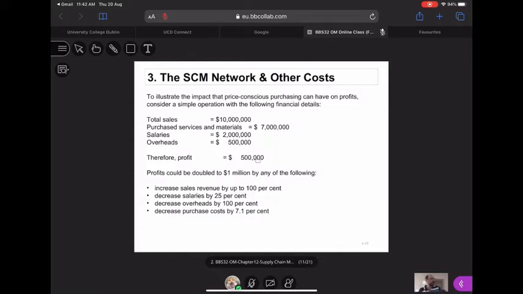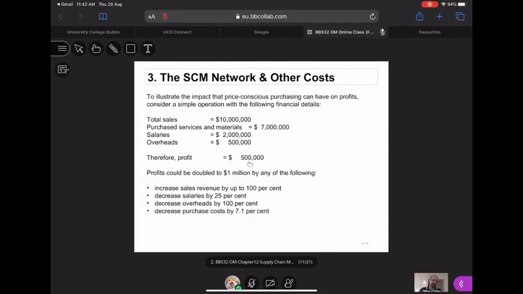So needless to say, if they increase their sales, maybe they do some marketing or whatever it is, or instead of selling in this country only, they sell in another country as well. If they double their sales, their profit will double. Another way this company can double their profit to 1 million is to decrease salaries by 25%.